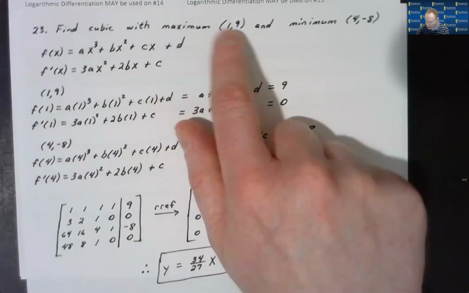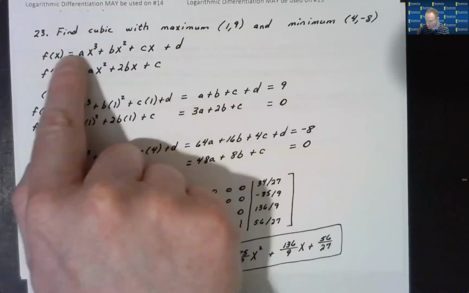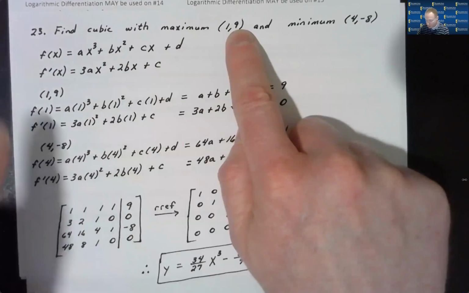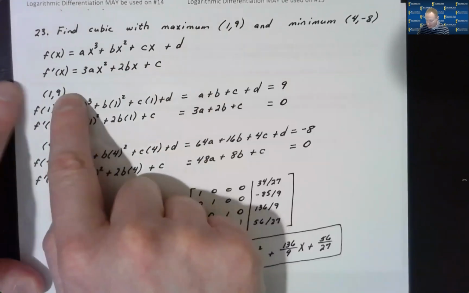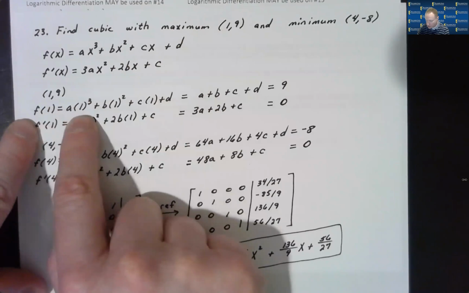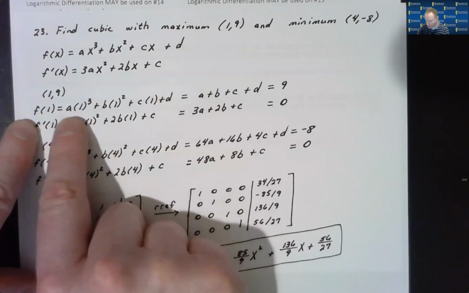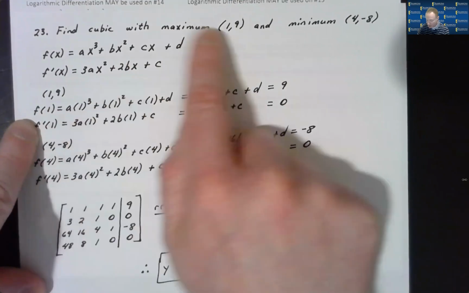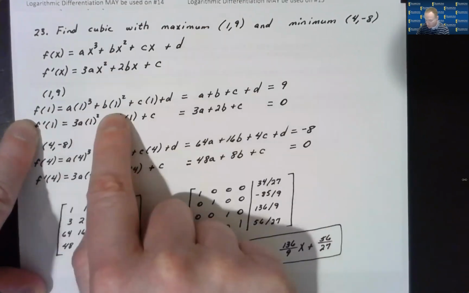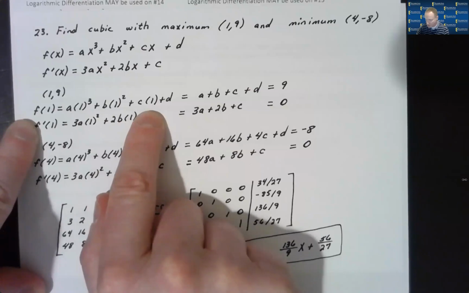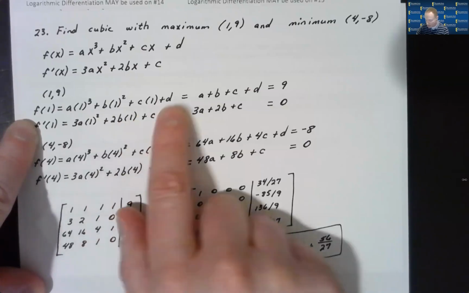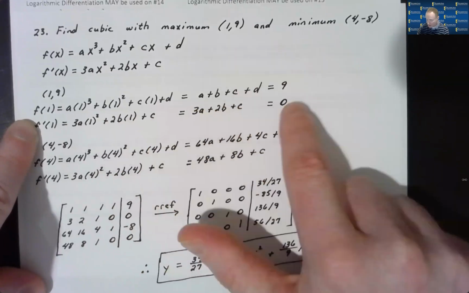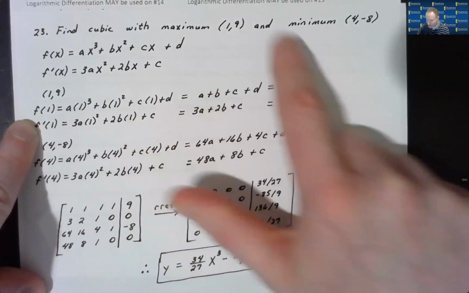Now, the fact that I have an ordered pair (1, 9) as a maximum tells me if I plug an x value of 1 into the original function, I have to get a y value of 9. So that's what I did. When I plug 1 into the original function, I get a times 1 cubed plus b times 1 squared plus c times 1 plus d. That just gives you a plus b plus c plus d. We already know the answer has to be 9. The y value when you plug in x is 9.